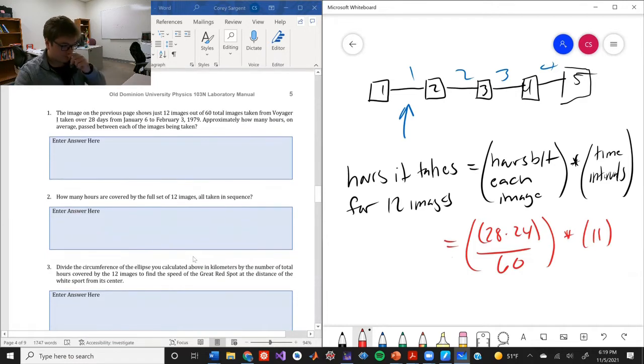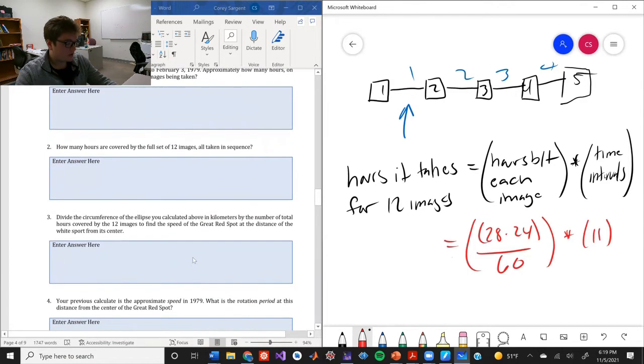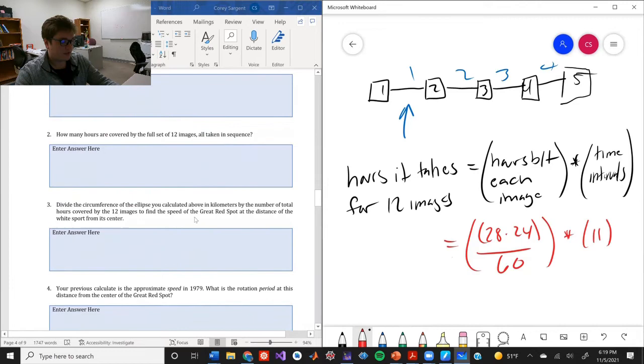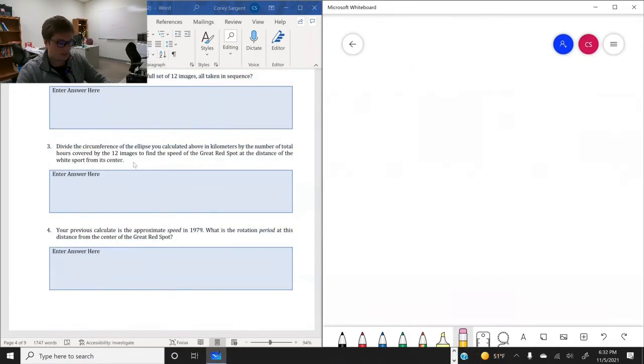Now question 3. Question 3 has us finding the velocity. We'll see why in a second. Question 3, we're going to take the circumference that we found earlier and divide it by the total number of hours covered by the 12 images. All right, now this is getting into the velocity like I brought up earlier.